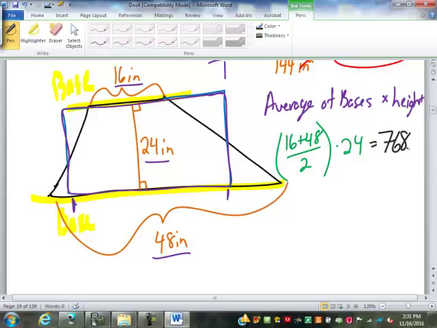What units is going to go on that? Inches squared. Perfect. Good job. Those are all in inches, so that becomes inches squared.